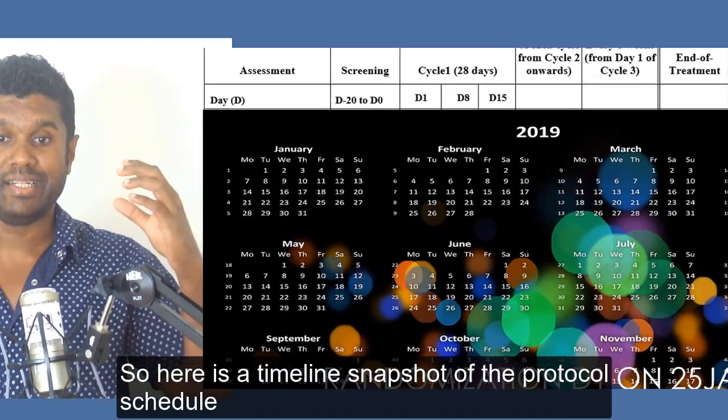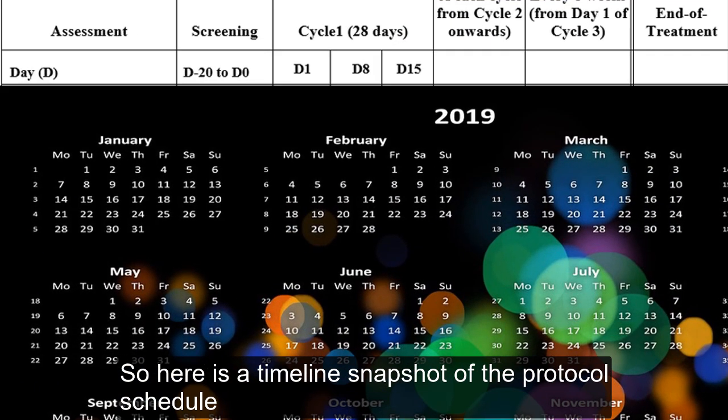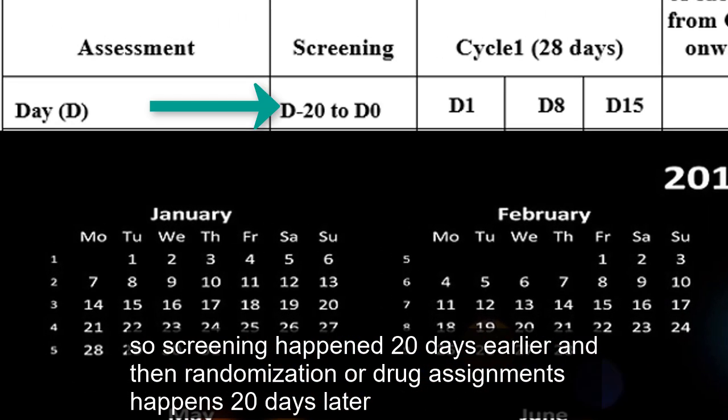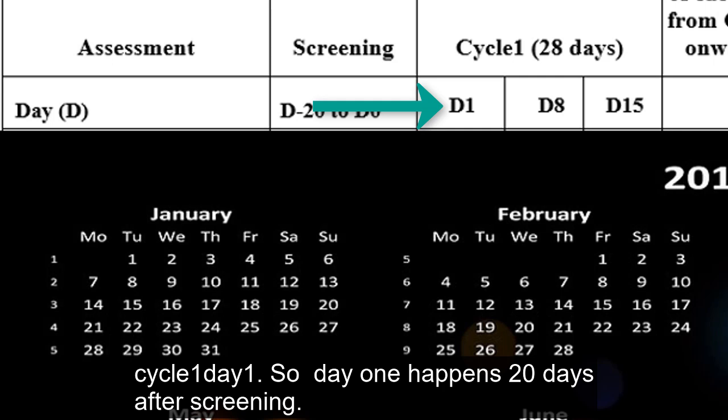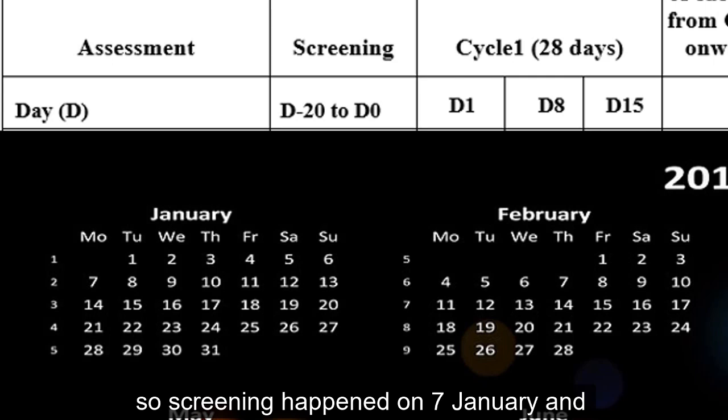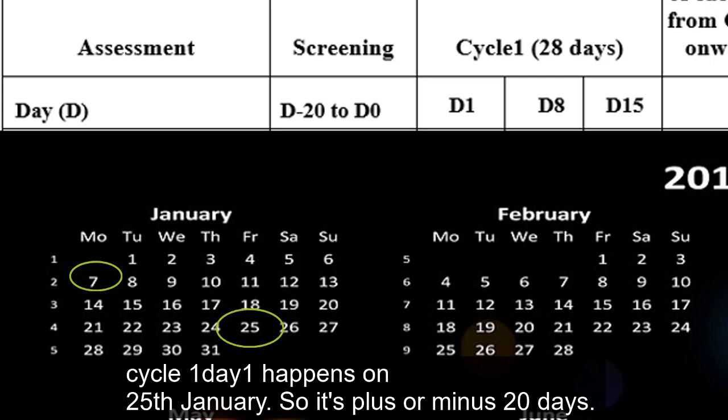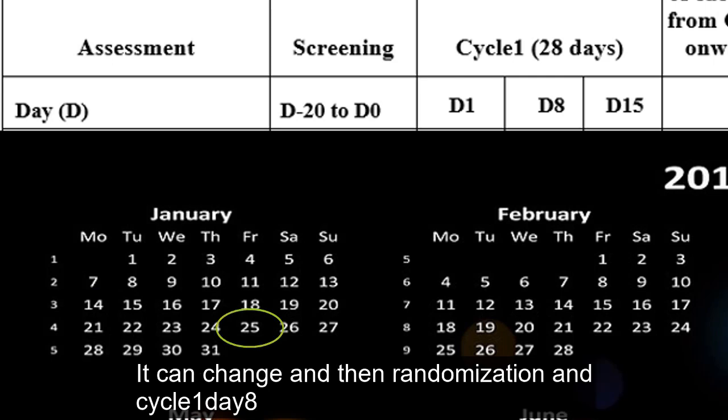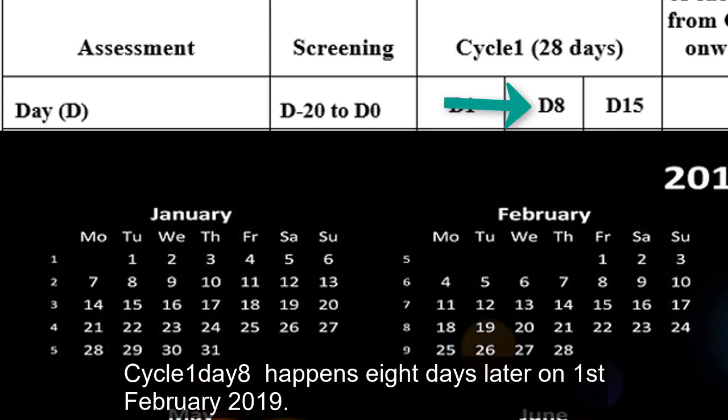So here is a timeline snapshot of the visit schedule. Screening happened 20 days earlier, and then randomization or drug assignment happens 20 days later. Cycle 1, day 1 happens 20 days after screening. So screening happened on 7th January and cycle 1, day 1 happens on 25th January. So it's plus or minus 20 days. It can change. And then cycle 1, day 8, that's the cycle 1 mini visit, happens 8 days later on 1st February 2019.